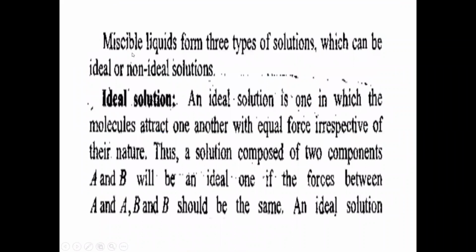Next, miscible liquids form three types of solutions. Miscible liquids means one is thoroughly mixed with the other. One liquid completely mixed with another liquid is called a miscible liquid. So the miscible liquids can be divided into how many types? Three types. They form ideal solutions or non-ideal solutions.